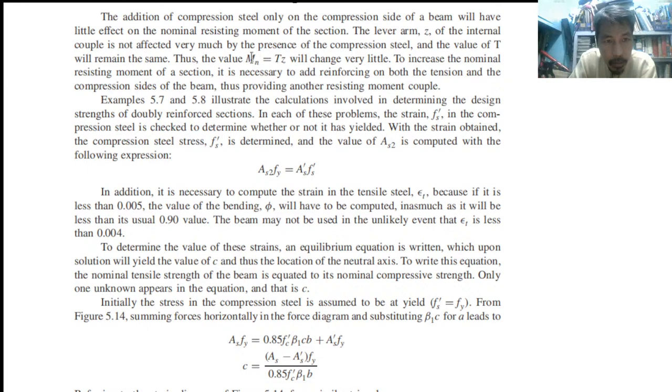So, the value of Mn equal to As fy Z will change very little. To increase the nominal resisting moment of the section, it is necessary to add reinforcing on both the tension and the compression side of the beam. If you want to increase the nominal moment, thus providing another resisting moment. Okay? So that's why it's easier to analyze it that way.